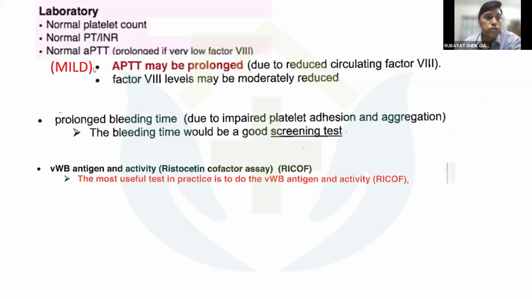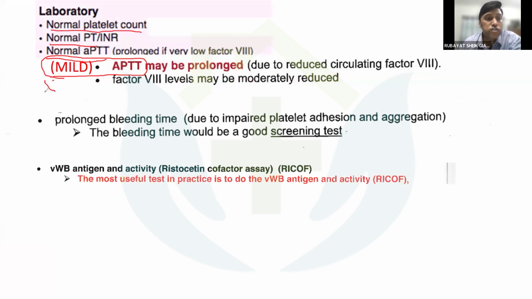So how do you come to a diagnosis of von Willebrand disease? The patient will have a normal platelet count, obviously. Prothrombin time will be normal. APTT may be normal, may be mildly raised. This is the catch point.